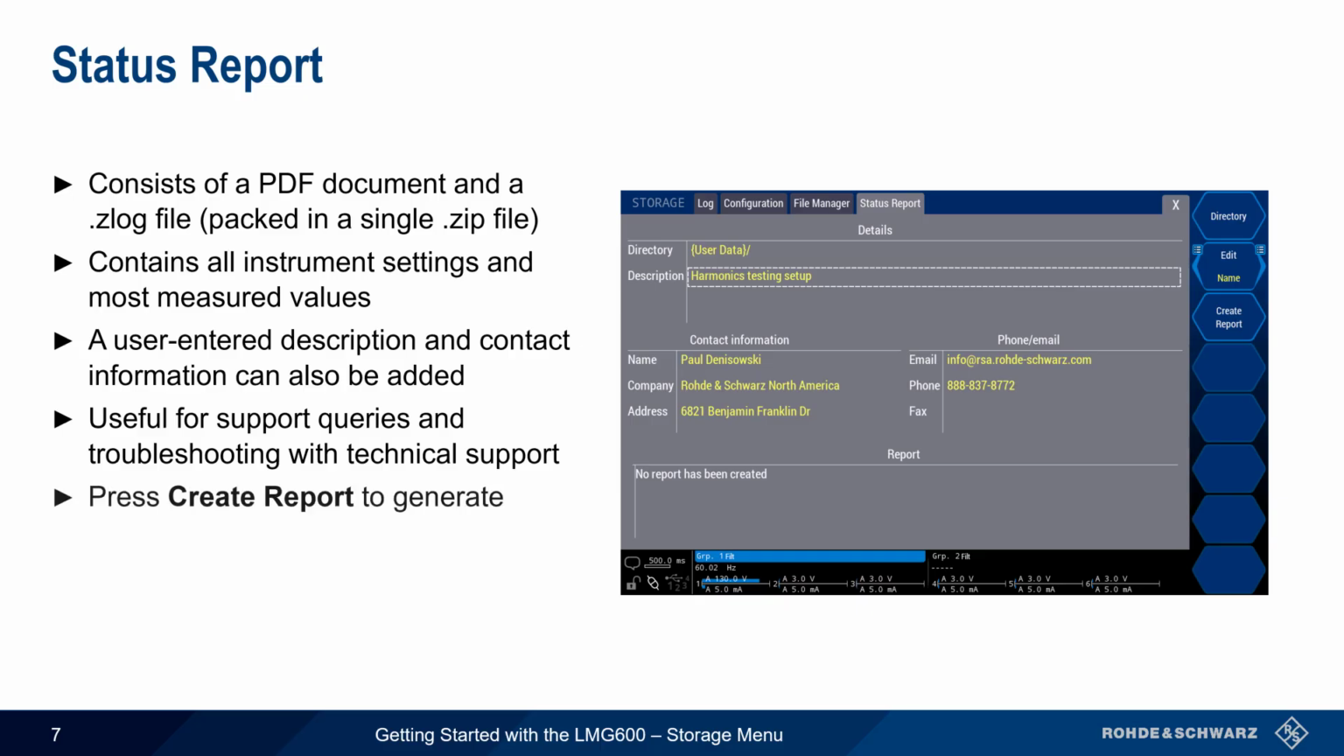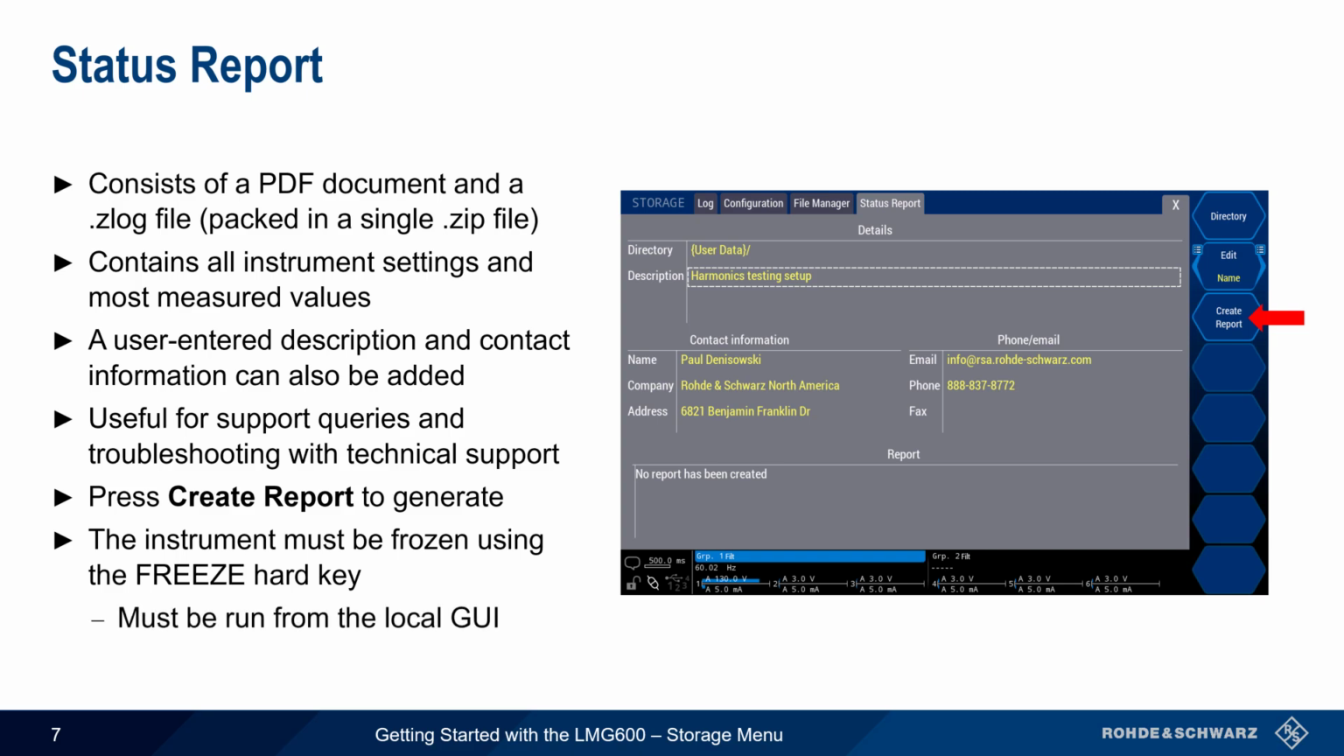To create a status report, simply press Create Report. Note, however, that the instrument must be frozen before running a report, and this is done by pressing the Freeze hard key. It should also be noted that a status report can only be generated from the local GUI and not remotely.